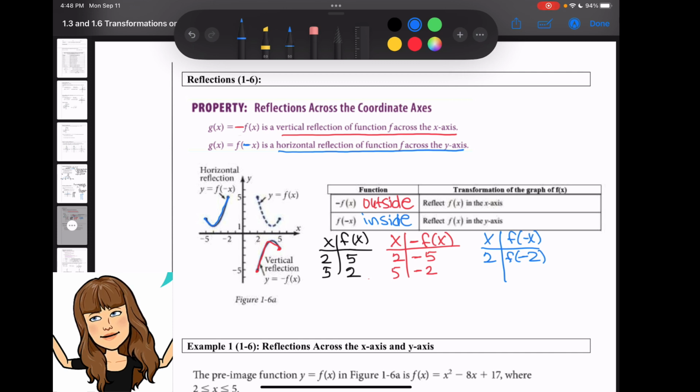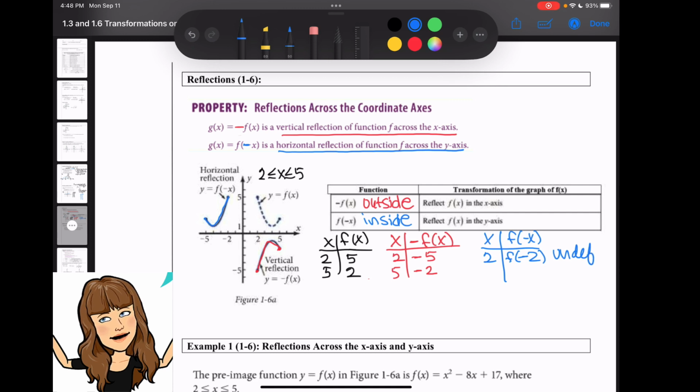Well, f of negative 2, there wasn't on the original function. There was no input on that original function. The domain of this original function was restricted. Looks like it's between 2 and 5. Negative 2 was never in the domain of f of x. Okay, so this one's going to be undefined. This one's not going to work.